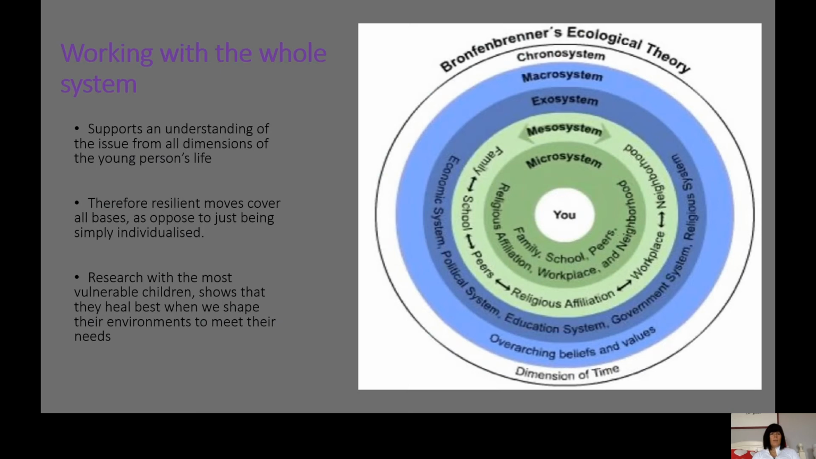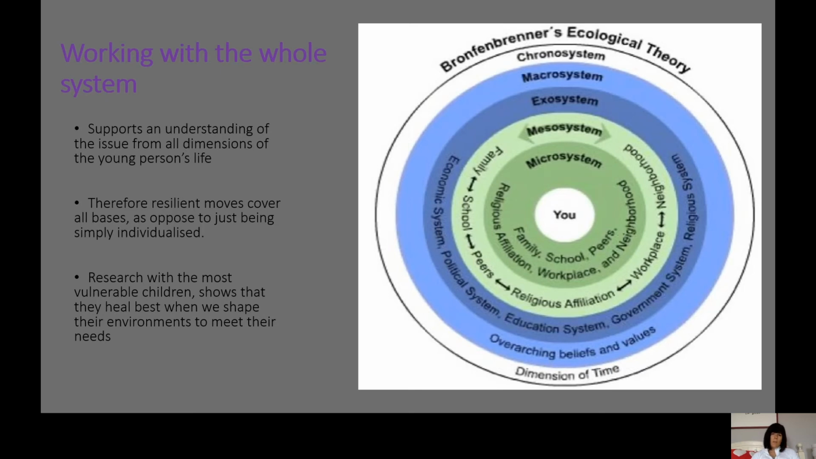So when we're working in terms of resilience, we stress the importance of working with the whole system. So we use Bronfenbrenner's ecological theory to support this thinking, because this supports an understanding of the issue from all dimensions of the young person's life. So resilient moves cover all bases, as opposed to just being individualized. And the research shows that when we use this embedded therapy approach, children often heal best, because we're attending to all of their needs as opposed to just those individual needs.